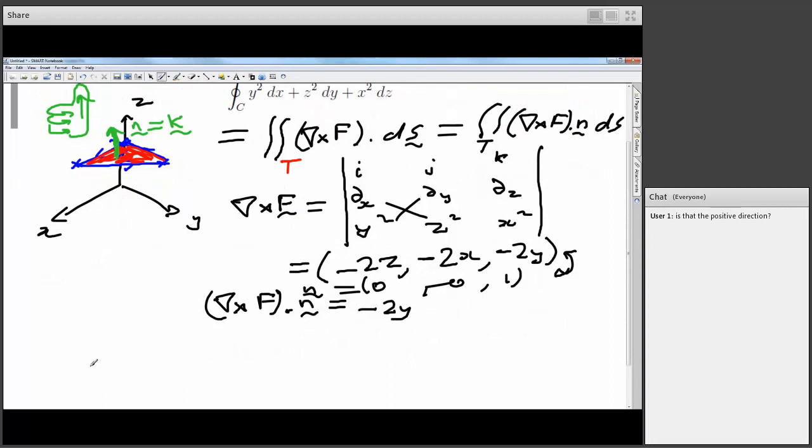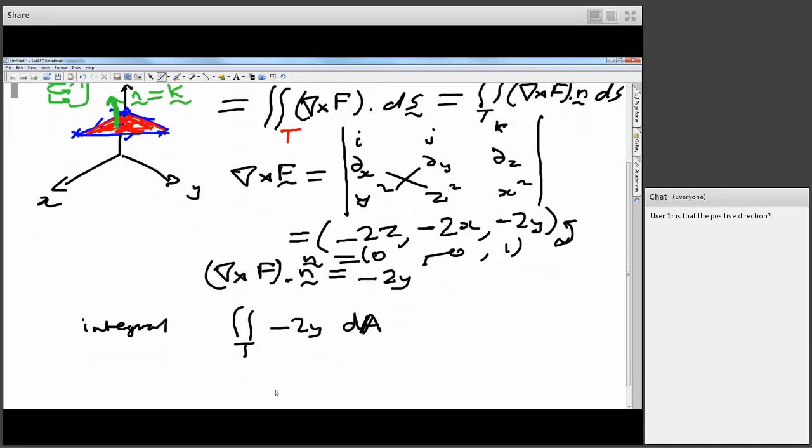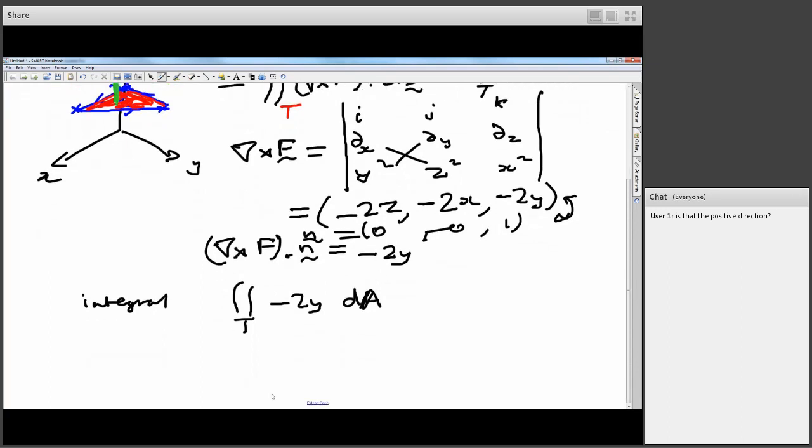And so our integral then, by Stokes' theorem, is now the double integral over my triangle of minus 2y times a bit of area. And since it's a nice flat area, I often just write dA to organise normal area, but dS in more general terms. So that's what we're going to try to work out. So just pretty much the area of it, so just integrating over a triangle of minus 2y. Now there's a few ways of doing that. I'll do it the quick way first, and then I'll indicate the slow way without doing all the calculations.